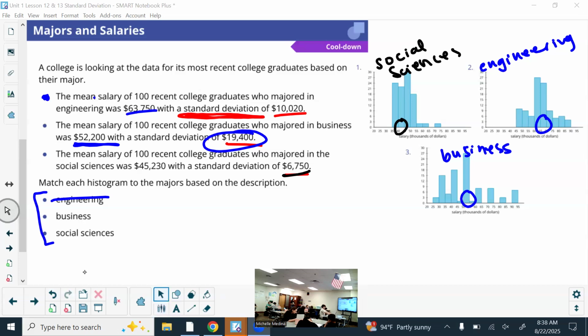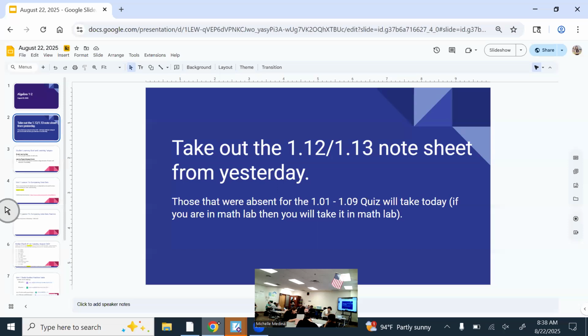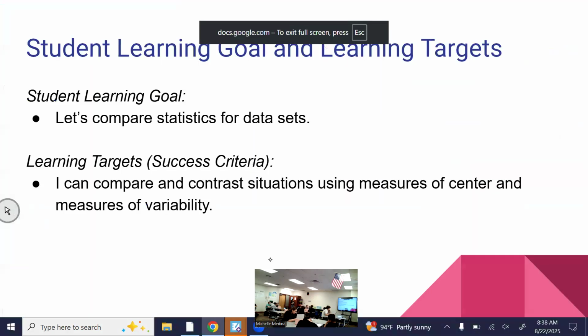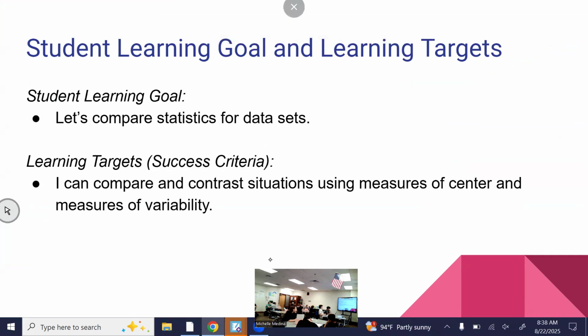All right, I think that's all we have to do from this note sheet. So we're going to go to the next one. But before we do that, let's just decompress with some general announcements. Today's lesson 15 is comparing statistics for data sets. And measures of center and measures of variability will be looked at again. It's going to be the last lesson of this unit. So after today, you'll have learned everything you need to know. And you can start this weekend preparing for your unit test, which will be Thursday next week.